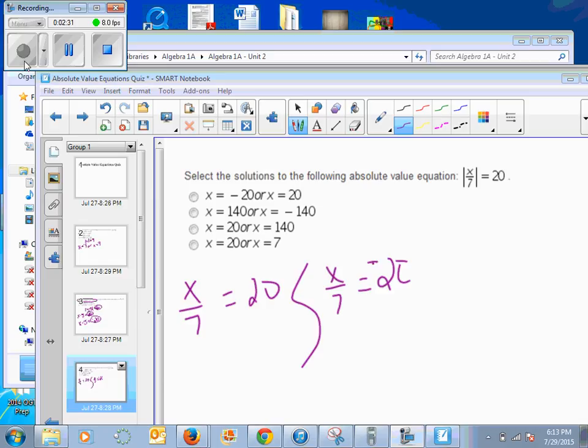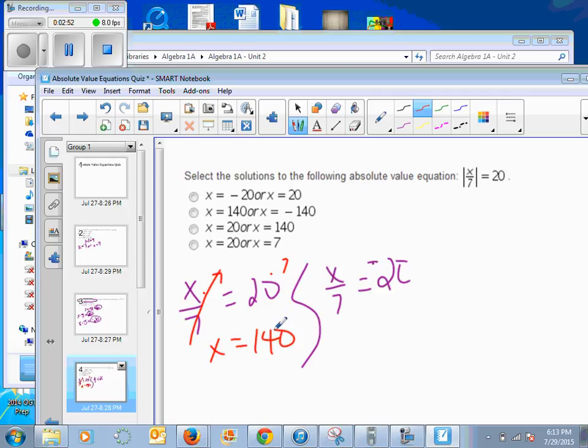Okay, so we've got our two equations set up. Then we're going to solve it like we have been. This is x divided by 7, so we want to do the opposite. We want to multiply by 7. So I'm going to multiply that by 7, multiply that by 7. So x here is equal to 140 after doing the 20 times the 7. Multiply that by 7, that by 7, cancel. Here it's equal to negative 140. Just like that.